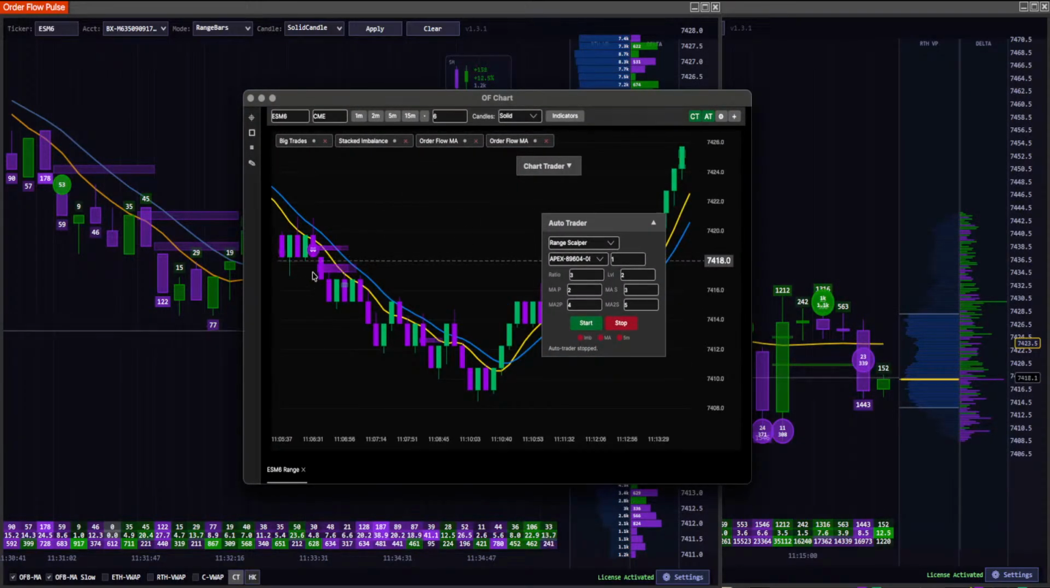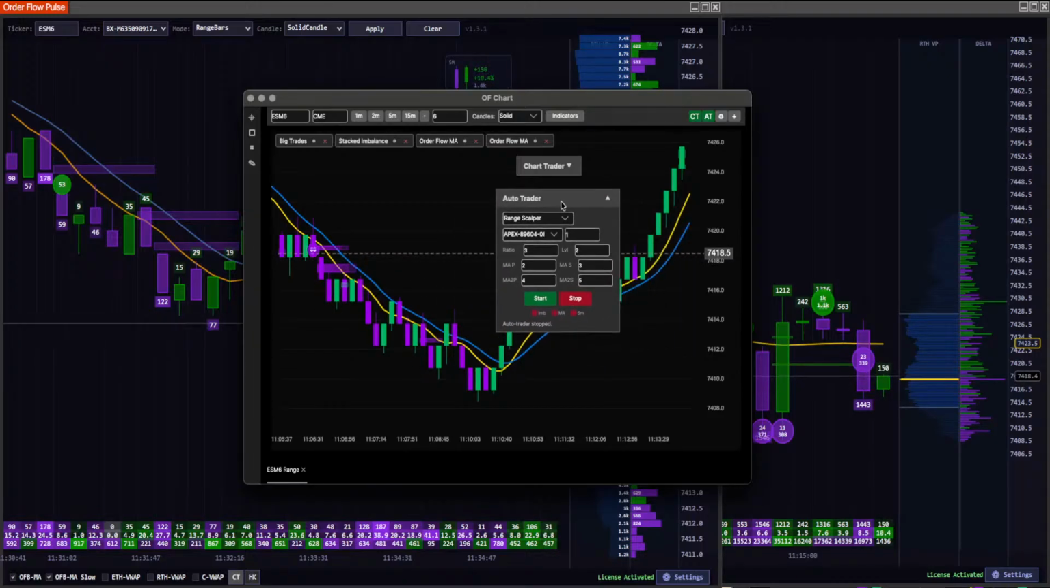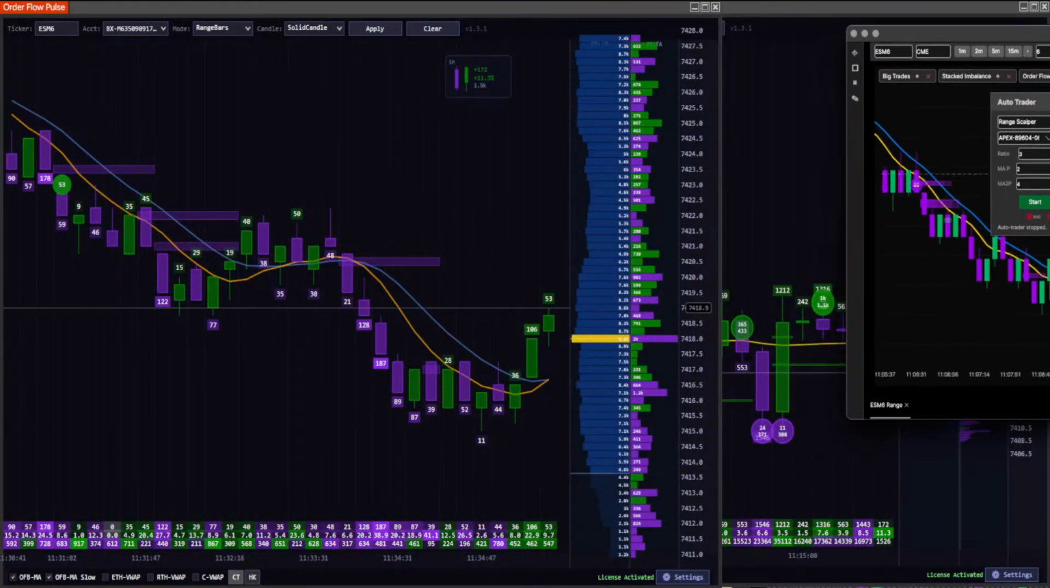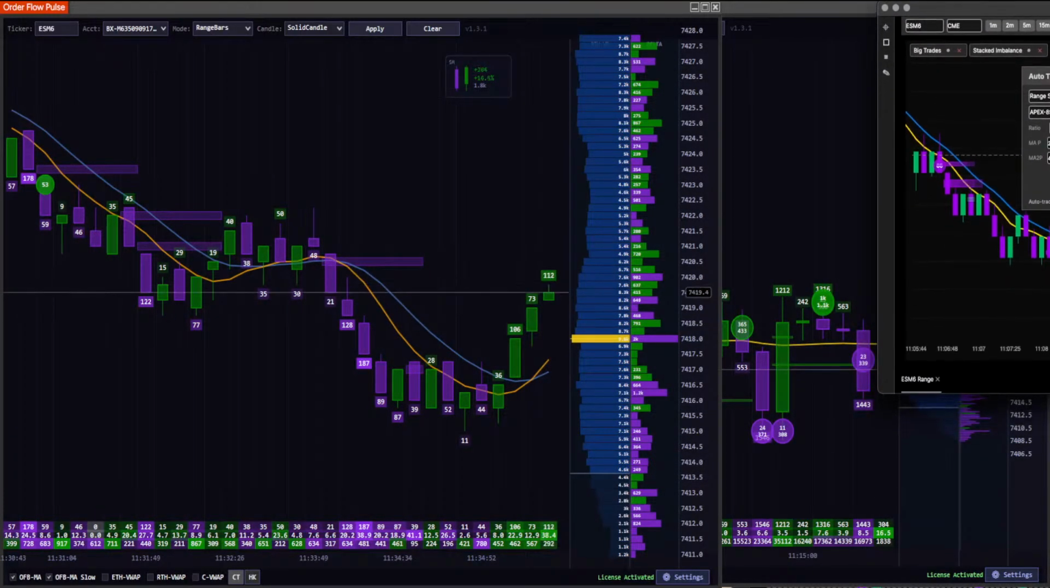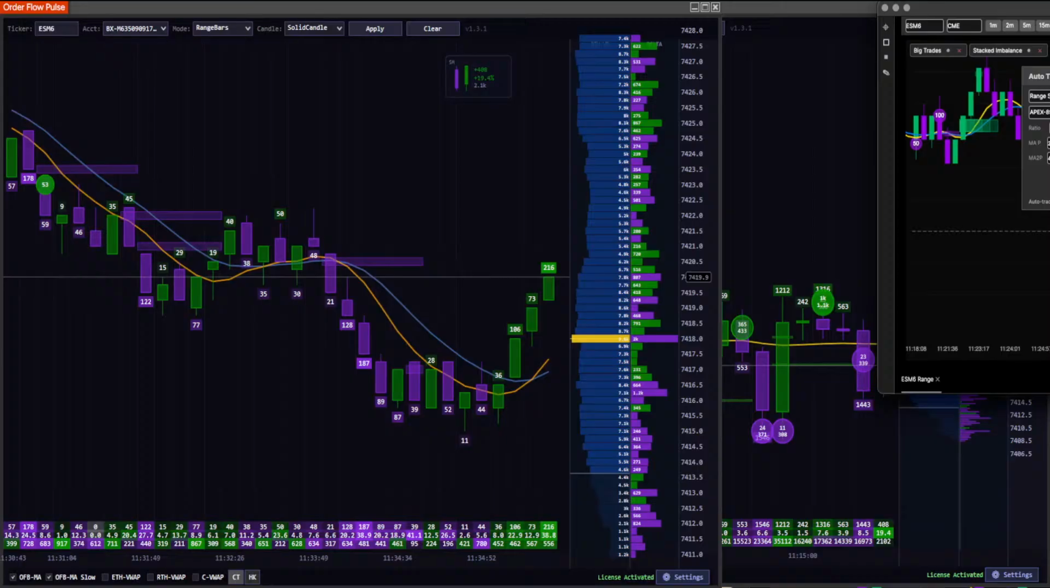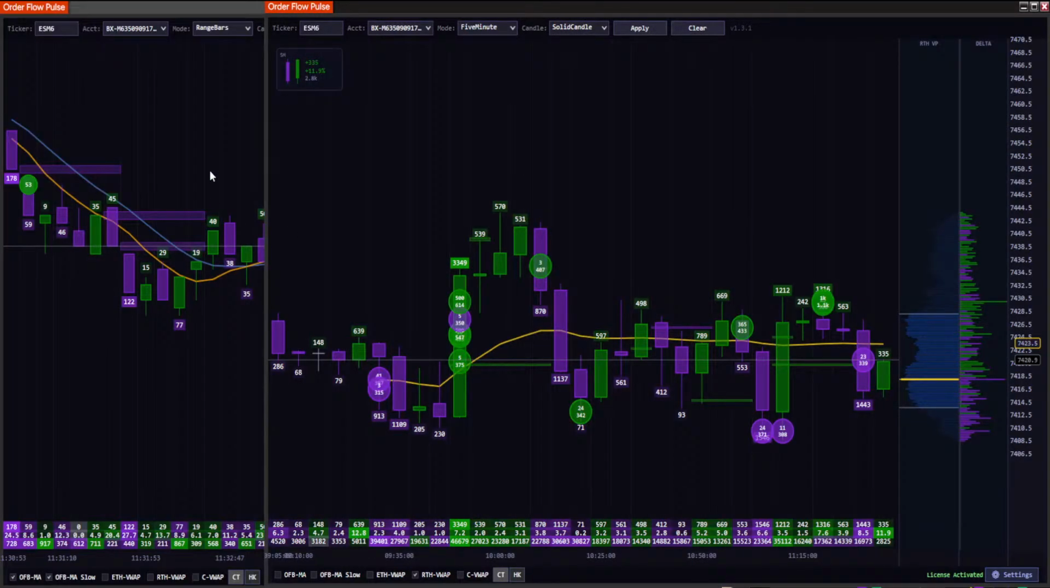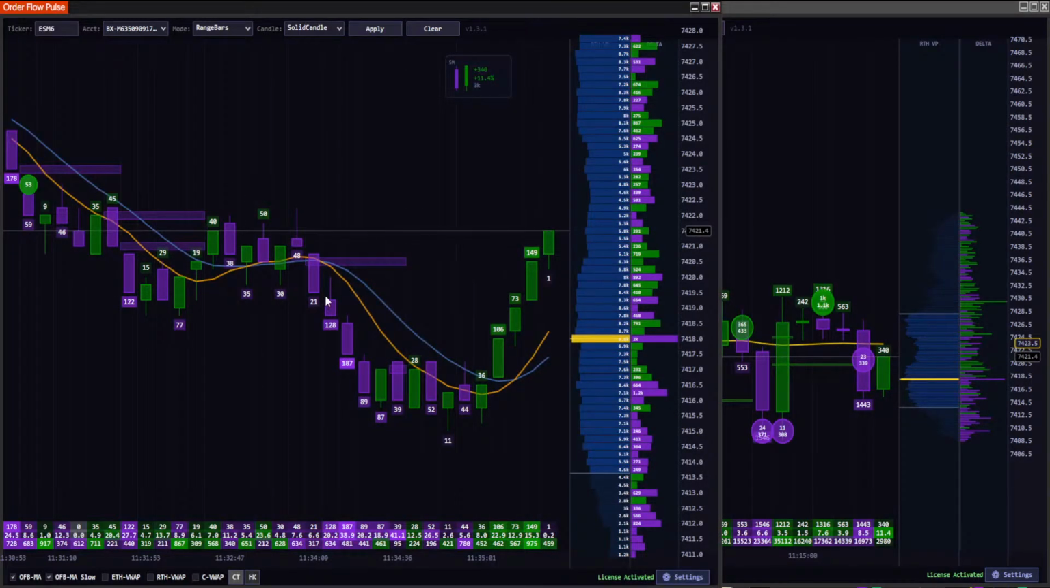Auto trader would have taken this trade. Yeah, I need to get the exits done pretty nicely for it though. Right now, the exits are not all that great.